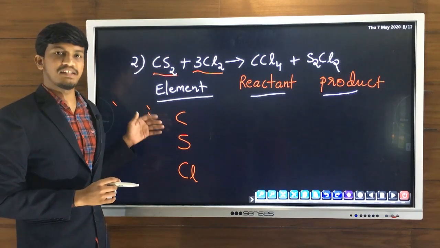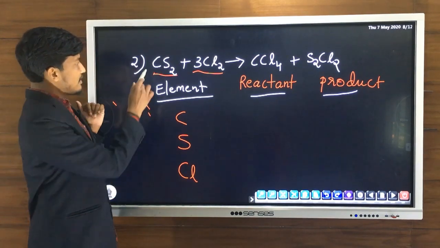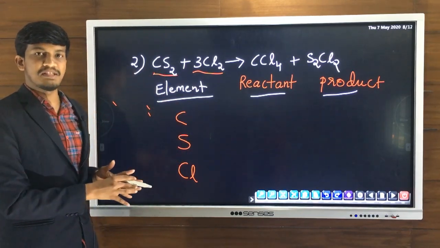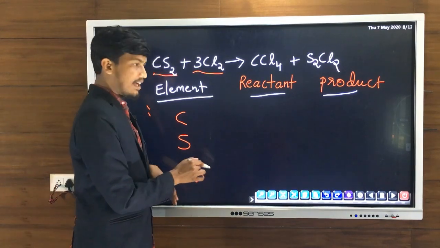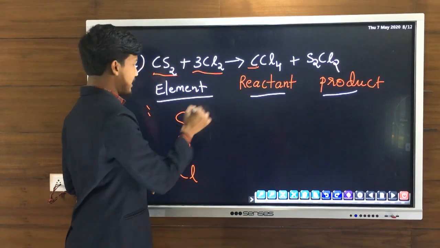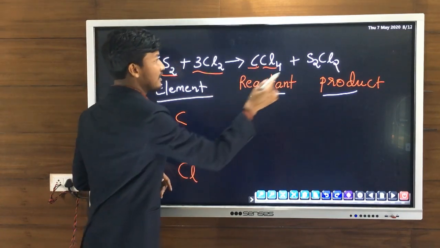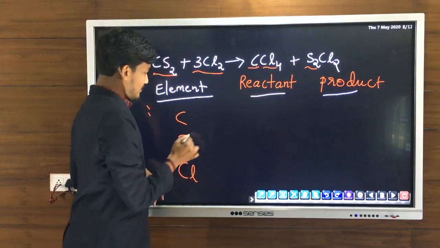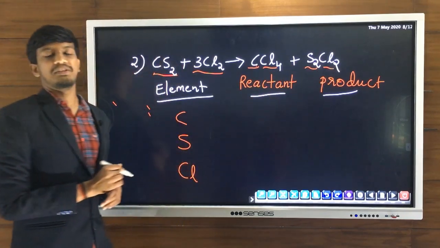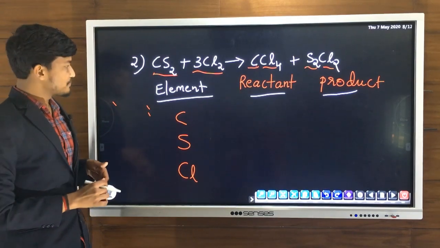Last year we learned the symbols of the important elements. From that we can tell C, carbon, S, sulfur, Cl, chlorine. So only 3 elements are present in this equation. On the right side also we have C from CCl4, capital letter C, carbon, Cl, chlorine, then S2, capital letter S, sulfur, then Cl. So these are the 3 different atoms present in this equation.